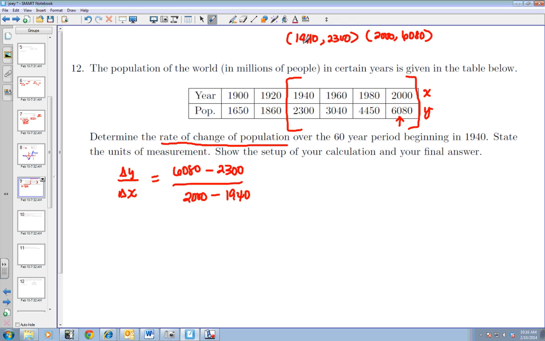So the difference of my y's over the difference of my x's. This is going to be, let me see here, 6080 minus 2300. That's going to be 3780. And then 2000 minus my 1940, that's going to be 60 years. And then when I divide those, I get 63. And it says, state the units of measurement. Well, 63 million, because it's in millions.